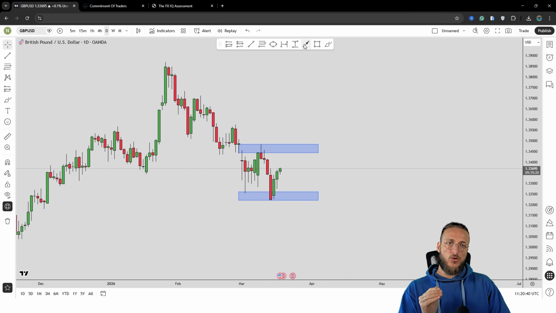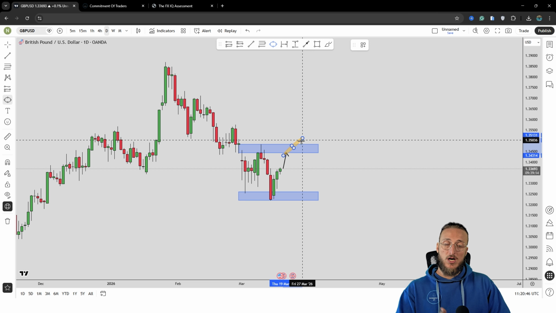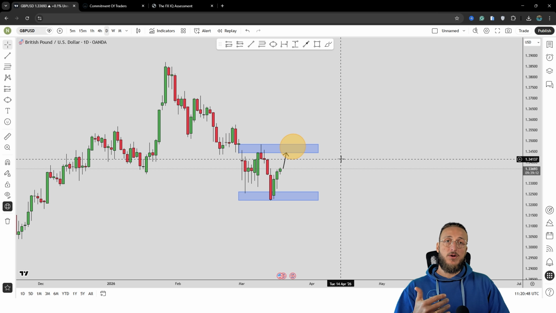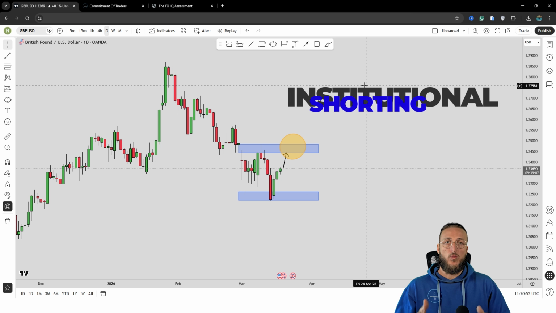In this kind of situation, what would I expect? Well, if the market will go and reach this area here, there is definitely the possibility, since institutions are already shorting, to see even more institutional selling pressure.